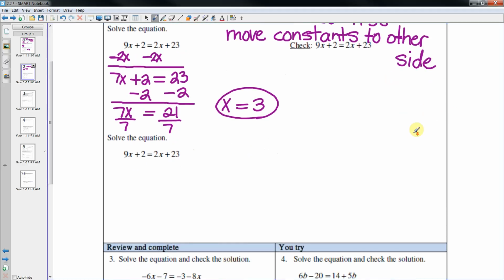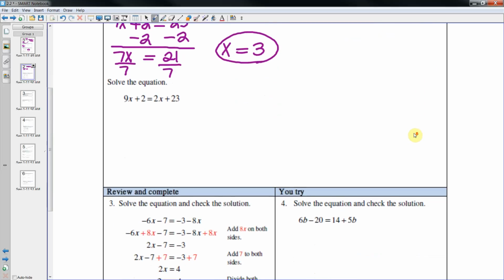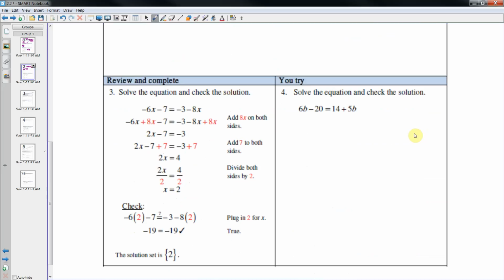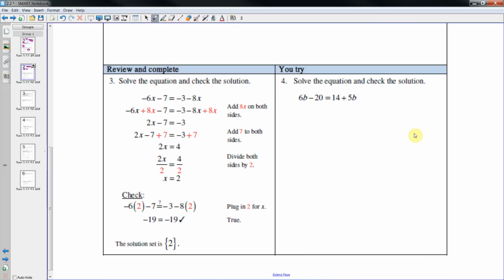Now this one below it is the same exact problem, so there's no need to do that one again. Let's go to the bottom of the page. Here we've got 6b minus 20 equals 14 plus 5b. Now it is totally up to you which side you want to put your b's, your variables, on in this one. If you want to put them all on the left side, that's just my habit. I always put them on the left side, but you certainly don't have to follow that all the time. I'm going to do that though. I'm going to move my 5b over here with my 6b, so I get all my b's on the left side.